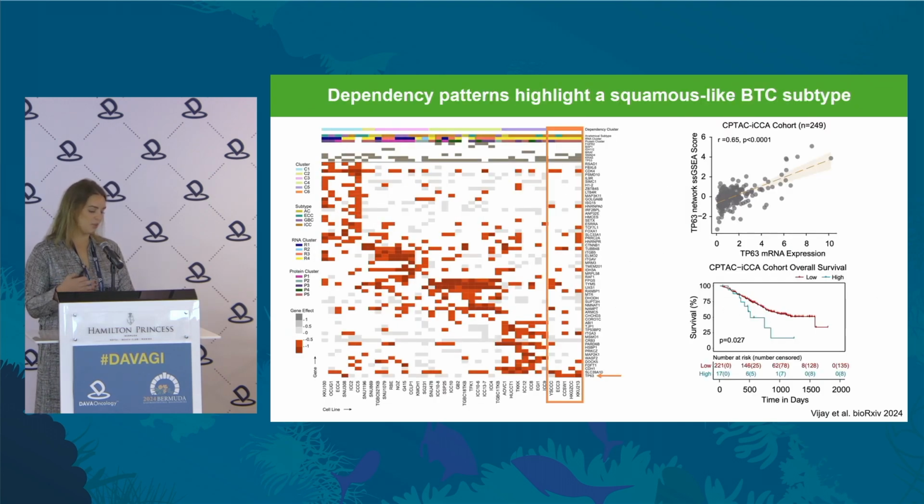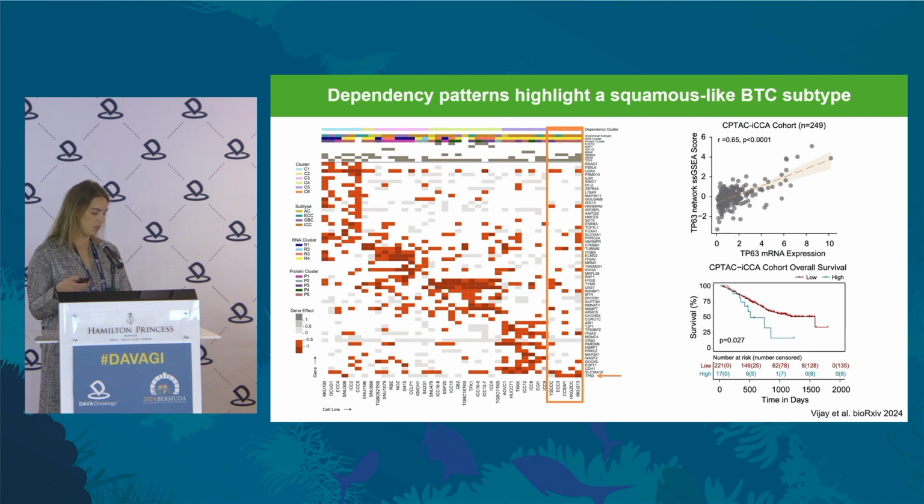And finally, we also grouped these cell lines based on their dependency profiles using whole genome CRISPR screening. And I wanted to highlight one really interesting subgroup that we identified, which was defined by this really strong dependency on the driver of squamous differentiation, TP63. 2 out of 5 of these models were derived from adenosquamous carcinomas.